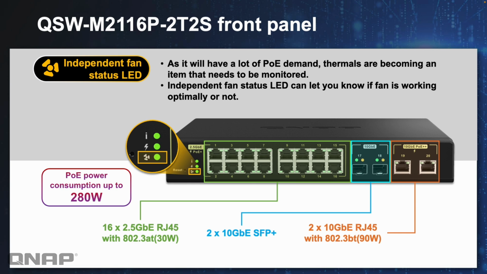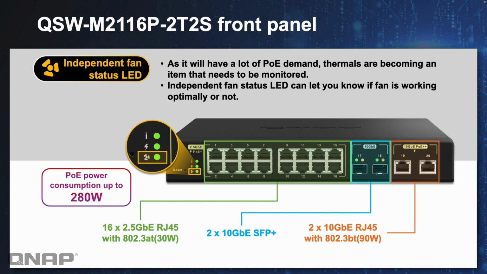Ports 17 and 18 are 10 gig SFP+ ports, and these are the only ports on the switch that do not have PoE of any kind on them. You can't do that down the fiber connection. And then you've got at the end two 10 gig PoE++ ports, and these are 10GBASE-T, so copper connections with Cat 6 cables or better. And these with 802.3bt can deliver 90 watts per port.